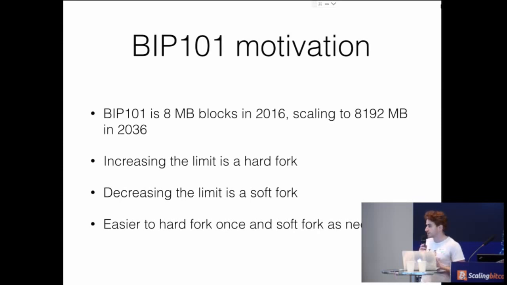And also, I think that hard forks to increase the block size limit are hard, and soft forks are a lot easier. So it's a lot easier to decrease the limit or to put a hold on the limit than it is to increase it. So I think that we should have the strategy of hard forking once or hard forking infrequently, and then doing progressive short-term limitations when we run into scaling problems.